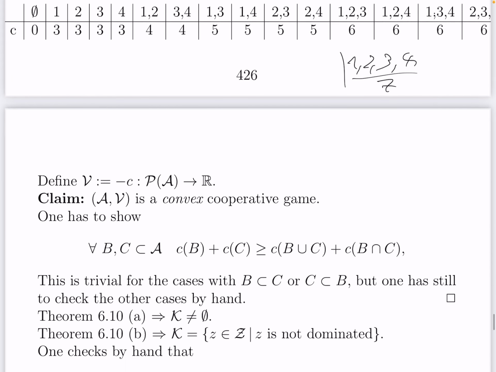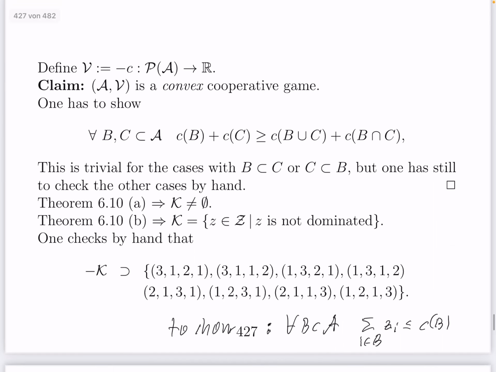So some more statements. Theorem 6.10a, because of convexity, tells us that the core is not empty. And theorem 6.10b tells us especially the core consists of the imputations which are not dominated. And now I make another claim which can be checked by hand. I claim that the core contains the following 8 vectors. So first I claim these are imputations, and further I claim they are in the core.